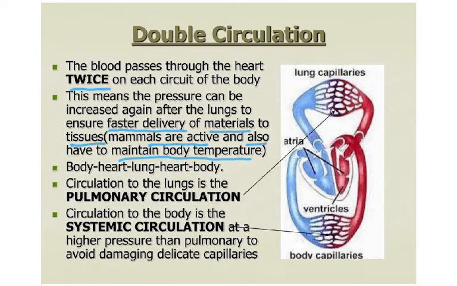Circulation to the lungs is the pulmonary circulation. Circulation to the body is the systemic circulation, at a higher pressure than the pulmonary, avoiding damaging the delicate capillaries in the lungs. So the lungs need a low pressure circulation. The body needs a high pressure circulation. This is the need of the body. So double circulation means pulmonary and systemic circulation.